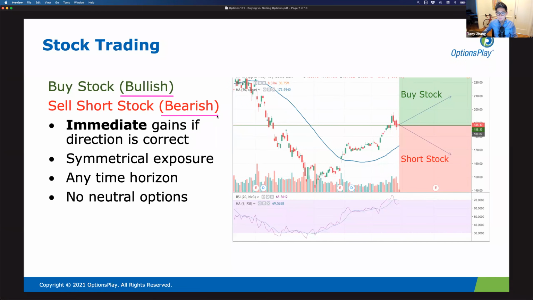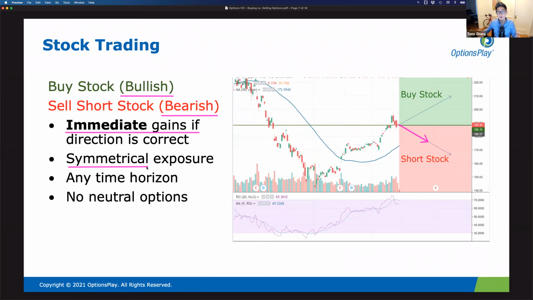And why do I say pure? Because it is the only strategy that gives you immediate gains if the direction is correct. Meaning, if you buy the stock and the stock moves up even by a penny, you start making money. If it goes down by even a penny, you start losing money. And the directional exposure that you receive is symmetrical. If you buy a stock at $180 and it goes up to $200, you make $20. If it instead goes down to $160, you're going to lose $20. It's dollar for dollar in terms of the exposure you get. It's symmetrical.